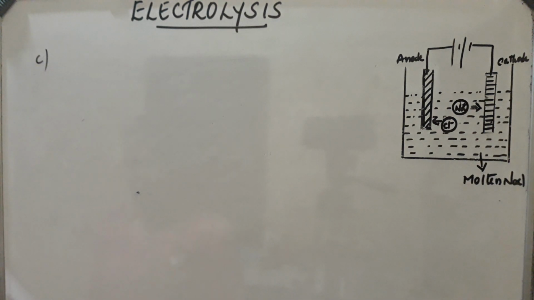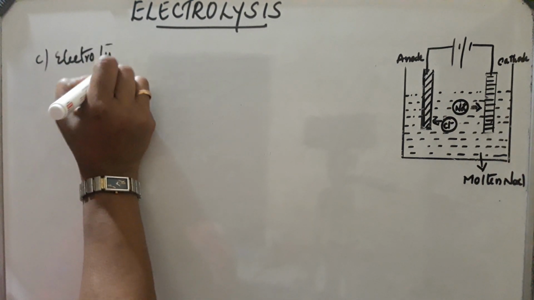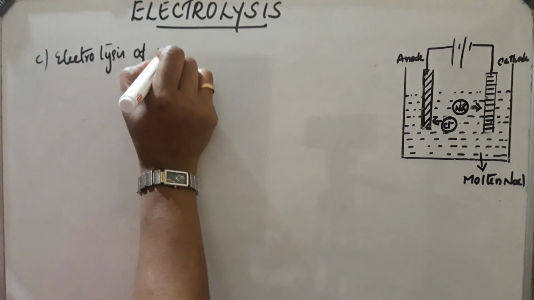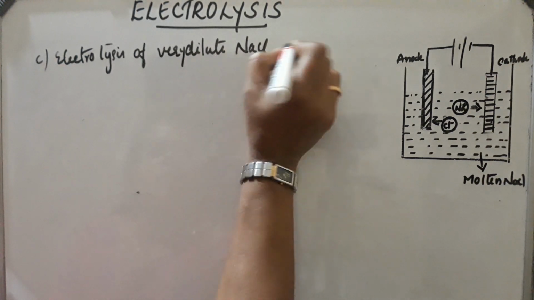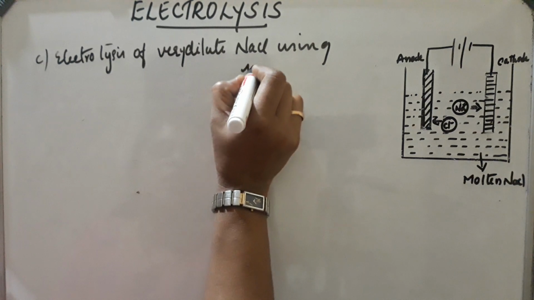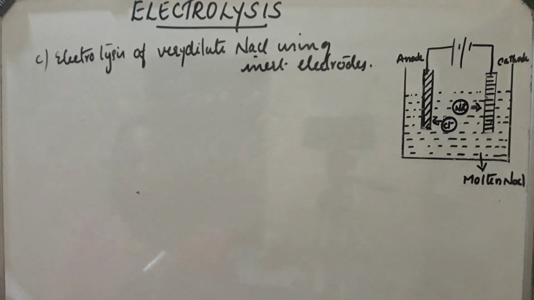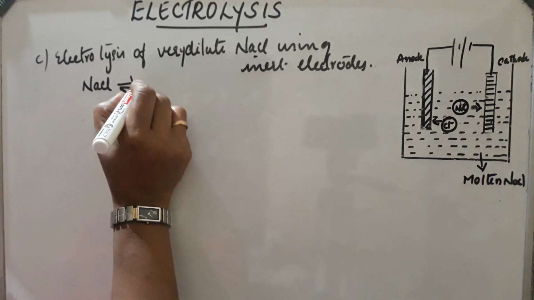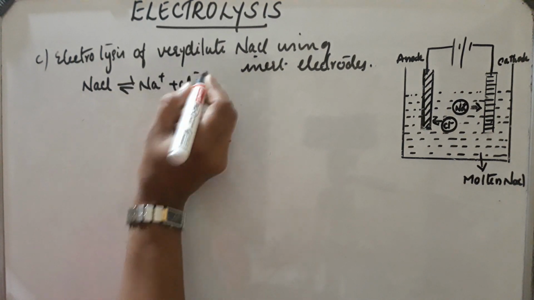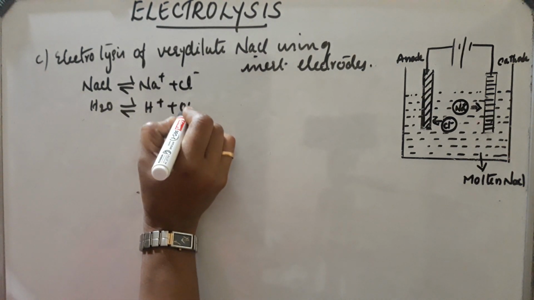Third one: electrolysis of very dilute NaCl using inert electrodes. What happens? Using inert electrodes, in this case NaCl ionizes as Na+ and Cl-, and H2O ionizes to H+ and OH-.